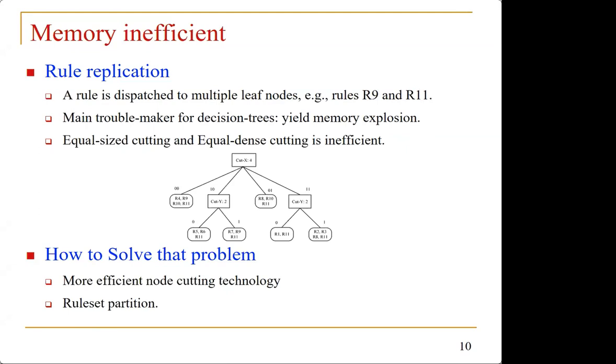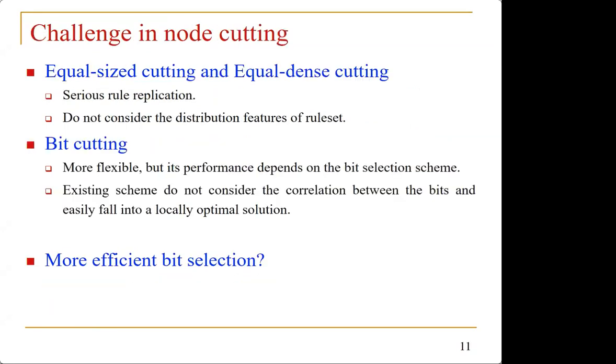Solutions to the problem of rule replication include more efficient node cutting techniques and ruleset partition. Equal size cutting and equal dense cutting do not consider the distribution features of the ruleset, resulting in serious rule replication. Compared with them, bit cutting is more flexible, but its performance depends on the bit selection scheme. Researchers have proposed many bit selection schemes. However, there are some shortcomings with them. For example, most of them do not consider the correlation between the bits and easily fall into locally optimal solutions. Therefore, we need a more efficient bit selection to build the decision tree.